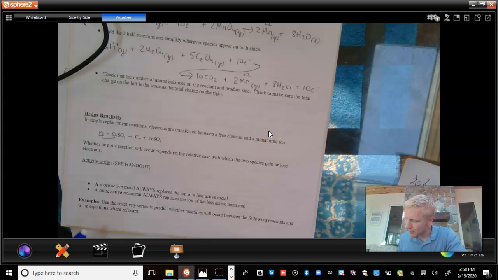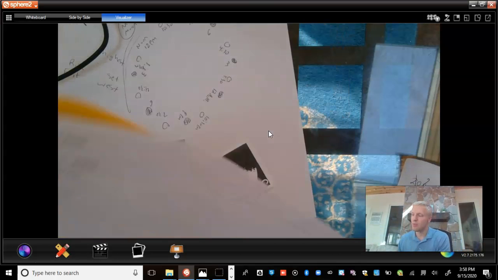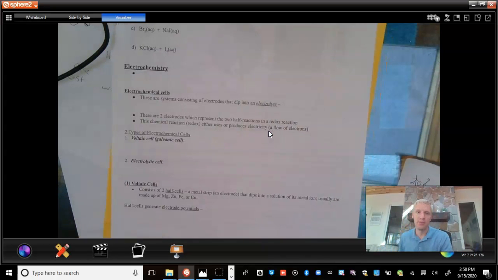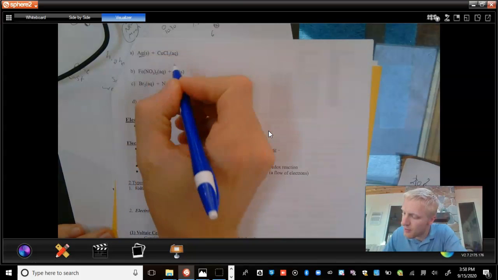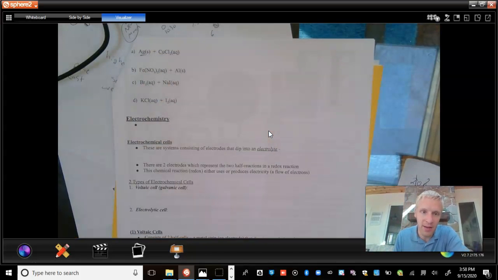Alright, examples. Use the reactivity series to predict whether reactions will occur between the following reactants. Write equations where relevant. This would be the time where you try them out, but we'll do this first one. We're looking at silver versus the other metal, copper. I know jewelry elements are typically not wanting to oxidize, although silver does tarnish, unfortunately. But gold, it's going to be really hard for it to tarnish. Even copper, which is why it's used in piping, water pipes.